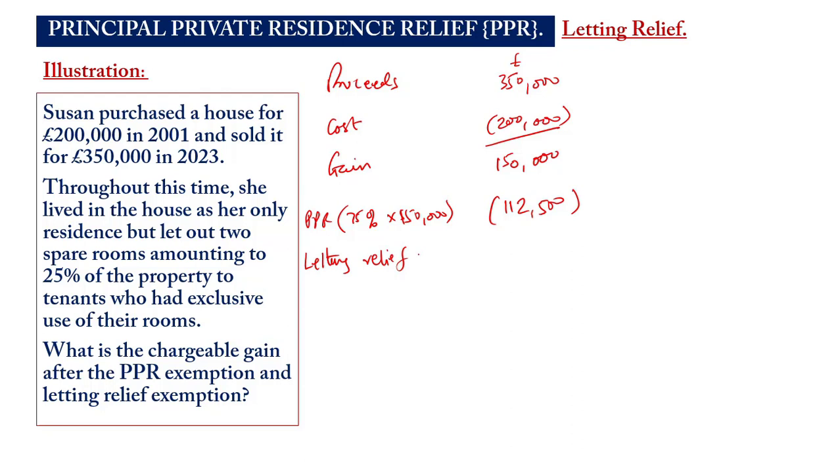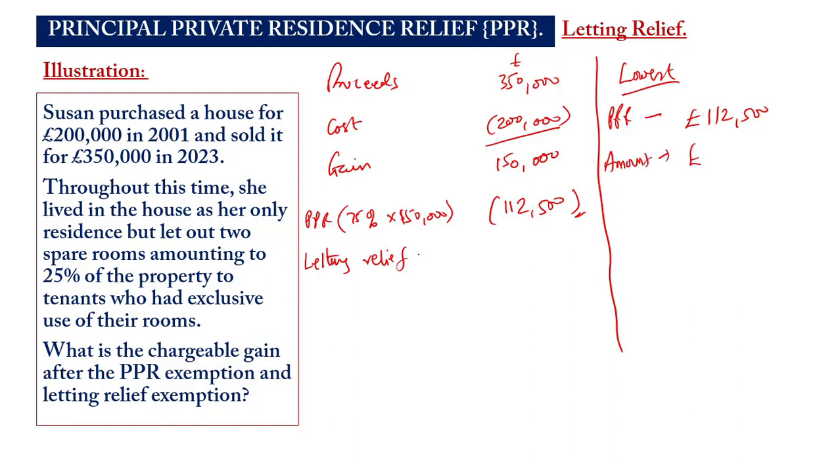Now, the letting relief, we are told that it is the lowest of 3 items. First is the PPR, which we've already calculated, 112,500. We also have an amount of 40,000 pounds.